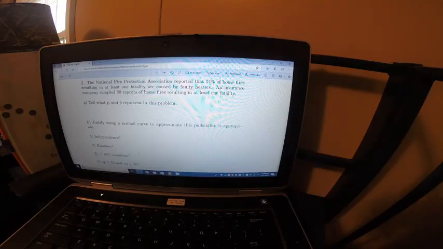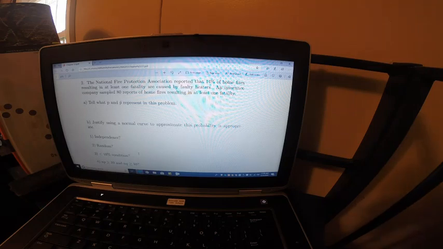Example number 2: the National Fire Protection Association reported that 14% of home fires resulting in at least one fatality are caused by faulty heaters. An insurance company sampled 80 reports of home fires resulting in at least one fatality. Tell what P and P hat represent in this problem. Okay, P is 14%. P hat is the sample proportion of what we wind up taking. Our sample here is 80. So P hat represents that proportion of fires within those 80 that were caused by faulty heaters.